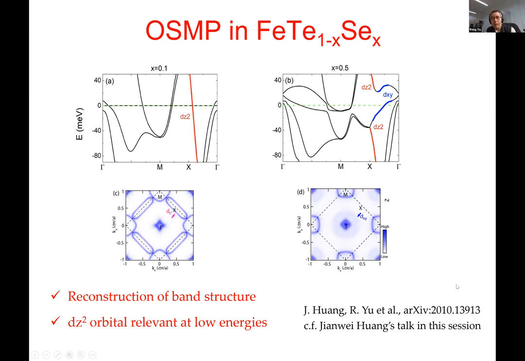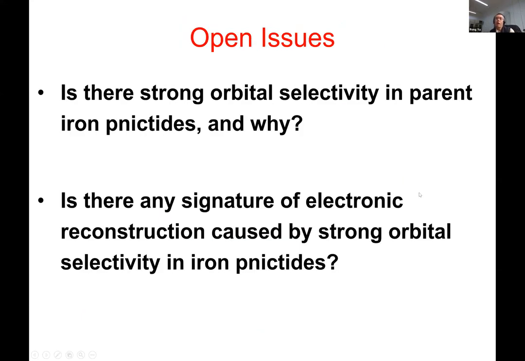Okay, so this is what happens in the iron trigonalite system. So now I will turn to the orbital selectivity in the iron pnictide system. So we are actually looking for a system that also exhibits a strong orbital selectivity. And we also asked whether we can find a signature of the electronic reconstruction caused by the strong orbital selectivity in any iron pnictide system.